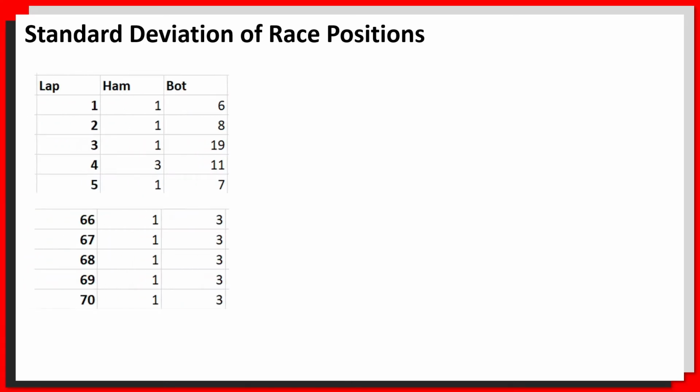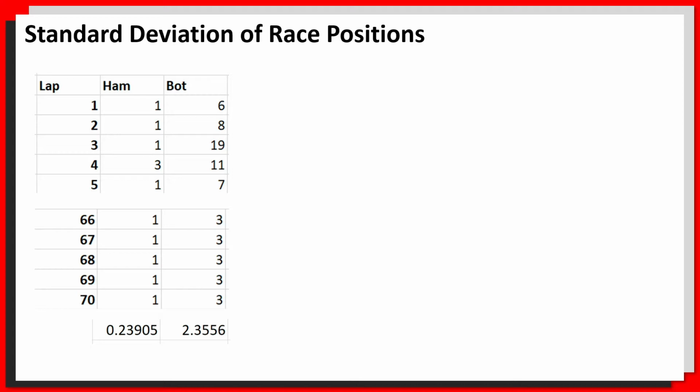And so what does the standard deviation of your race positions look like? Once again, taking the same screenshot from the previous category, Valtteri Bottas and Lewis Hamilton's positions on each lap, 1 through 5, all the way down to lap number 70. We can work out the standard deviation of all of their positions, and we get these values here to 4 decimal places. Or in Lewis Hamilton's case, to 5 decimal places.